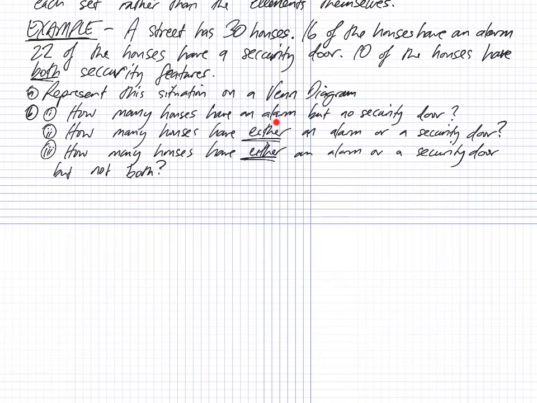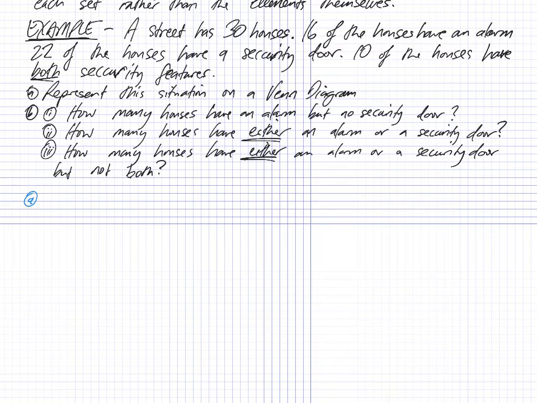So how many houses have an alarm but no security door? How many houses have either an alarm or a security door? Or how many houses have either an alarm or a security door but not both? So these two sound very similar, but they're not exactly the same. They're very slightly different. So starting with A, represent the situation with a Venn diagram.